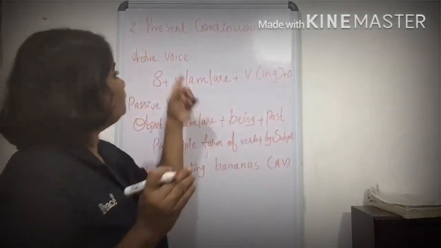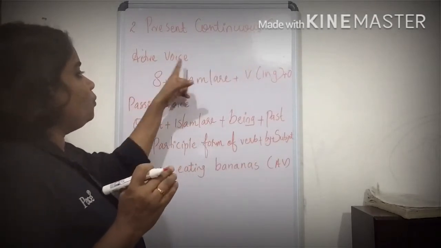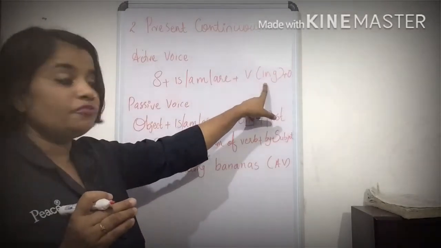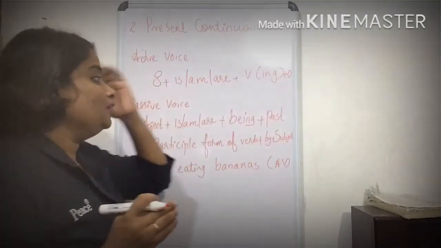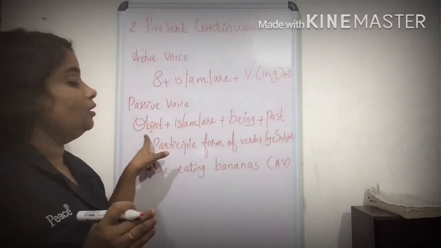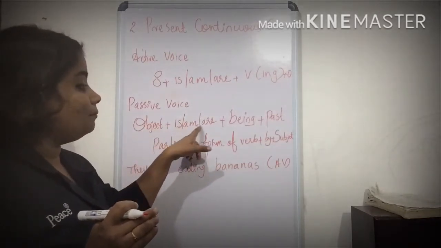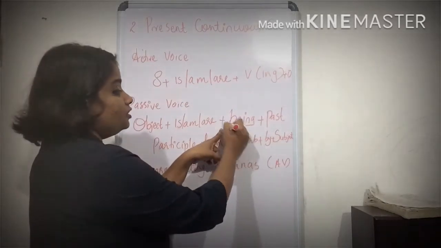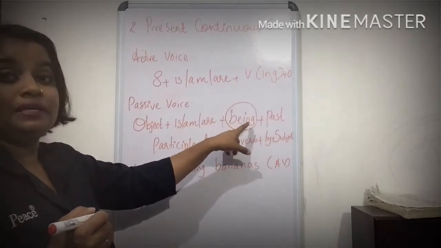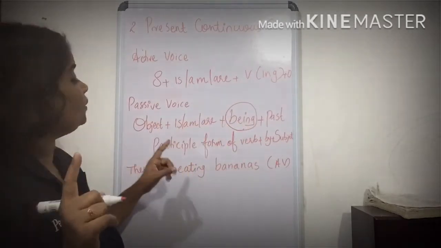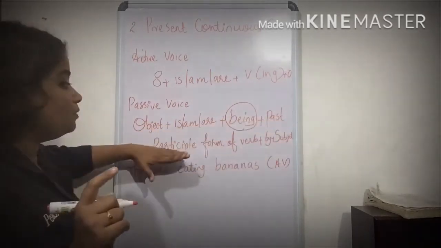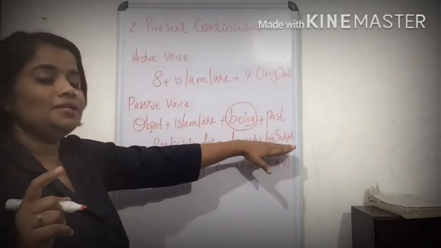Okay, so look at here. Present continuous tense, active voice: subject plus is, am, are, verb ing or the ing form of the verb, plus object. Okay, so in the case of passive voice, the object comes at first or at the beginning. Object plus is, am, are plus, only in the case of the continuous tense, you have to use being. B-E-I-N-G, being. Only in the case of continuous tense. So object plus is, am, are plus being plus past participle form of verb plus by plus subject.